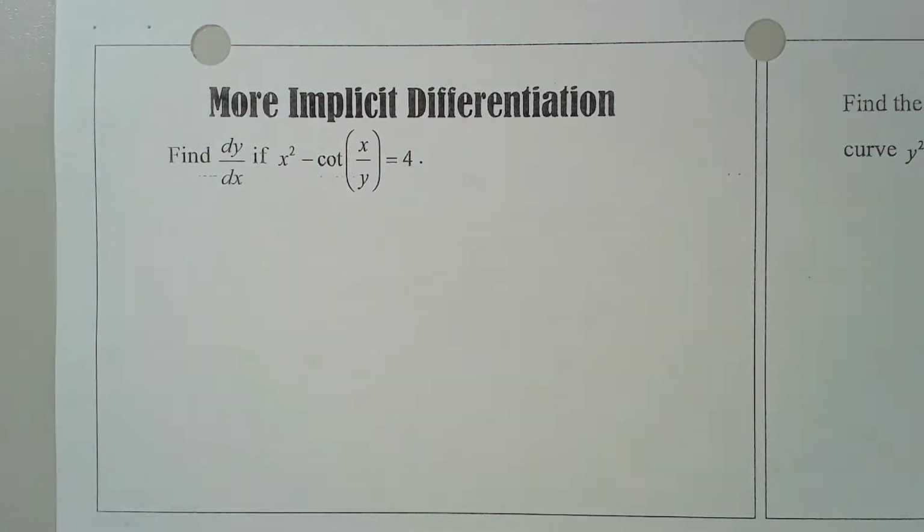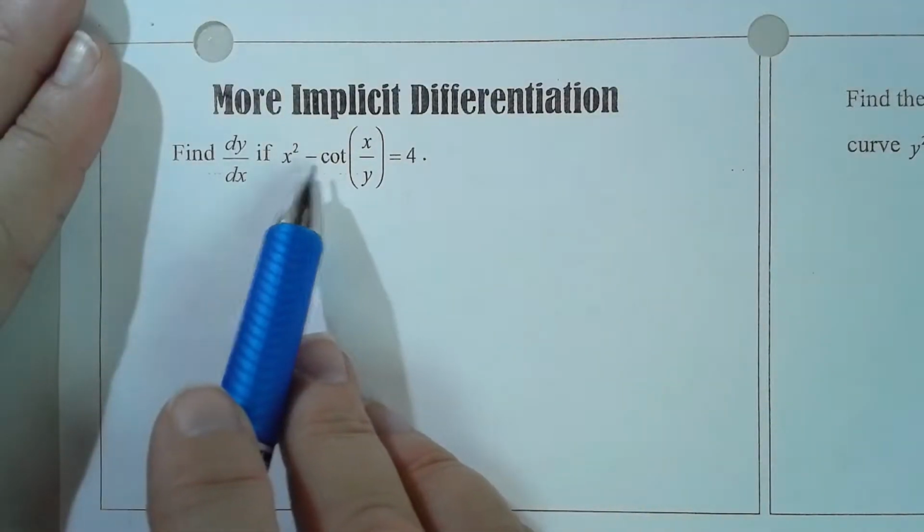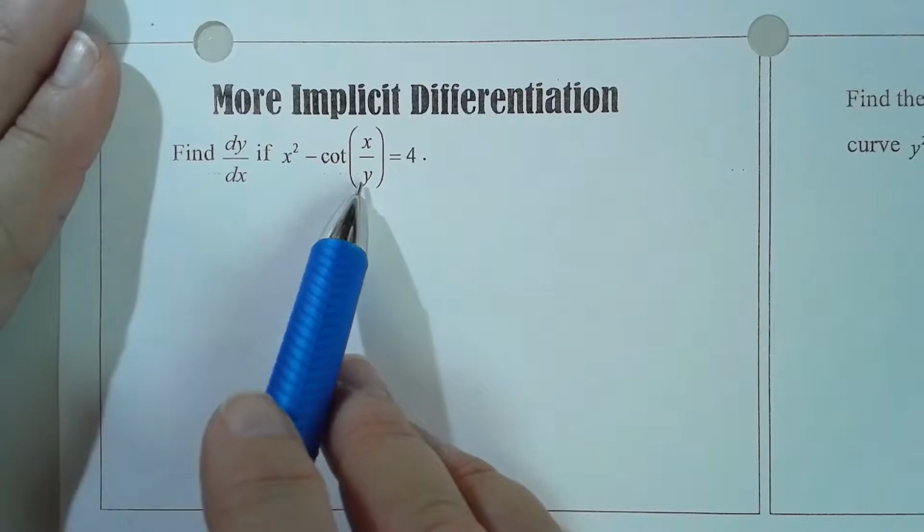We're going to do a little bit more with implicit differentiation today. First question is just more of what we did yesterday. It says find dy/dx if our equation is x squared minus the cotangent of x over y is equal to 4.